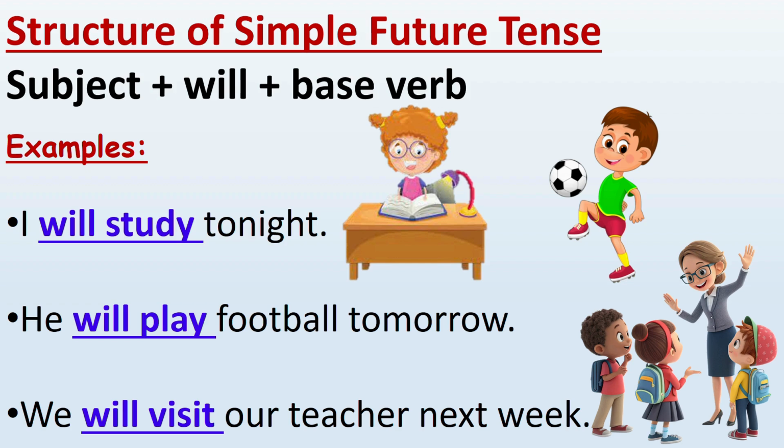For example, I will study tonight. In this sentence, we can see that I is the subject and study is the base verb. He will play football tomorrow. Here, he is the subject and play is the base verb. We will visit our teacher next week. Here, we is the subject and visit is the base verb.